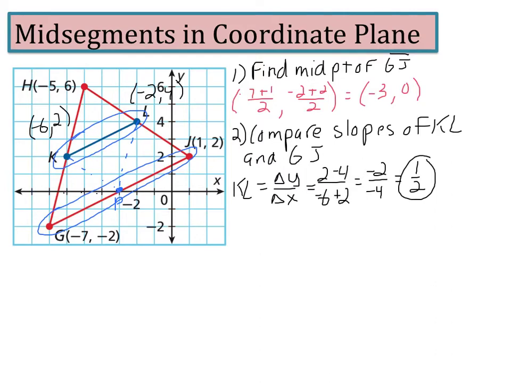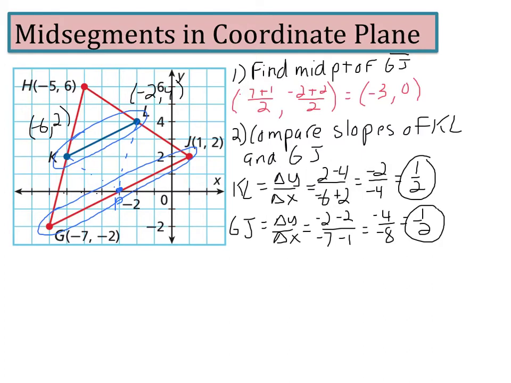Now let's find the slope of GJ. So we already know the points, so we're going to find the change in y over the change in x. So that gives us -2 minus 2 over -7 minus 1. So we have -4 over -8, and we have 1 over 2. So we have identical slopes. Now this is going to work out for every single midsegment.